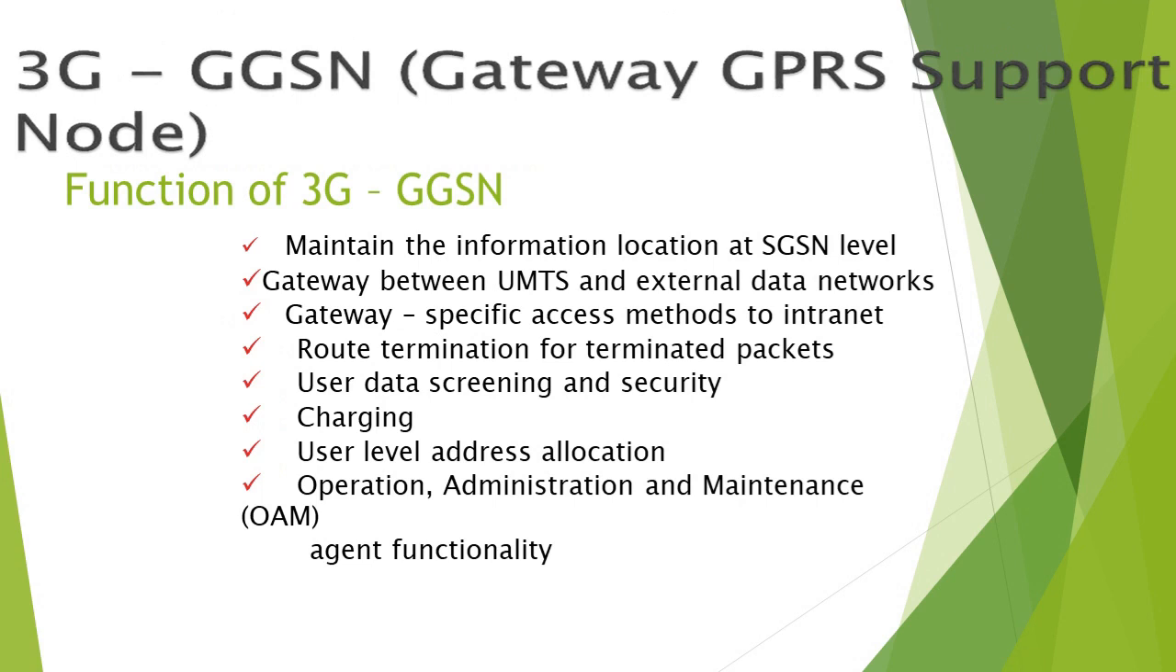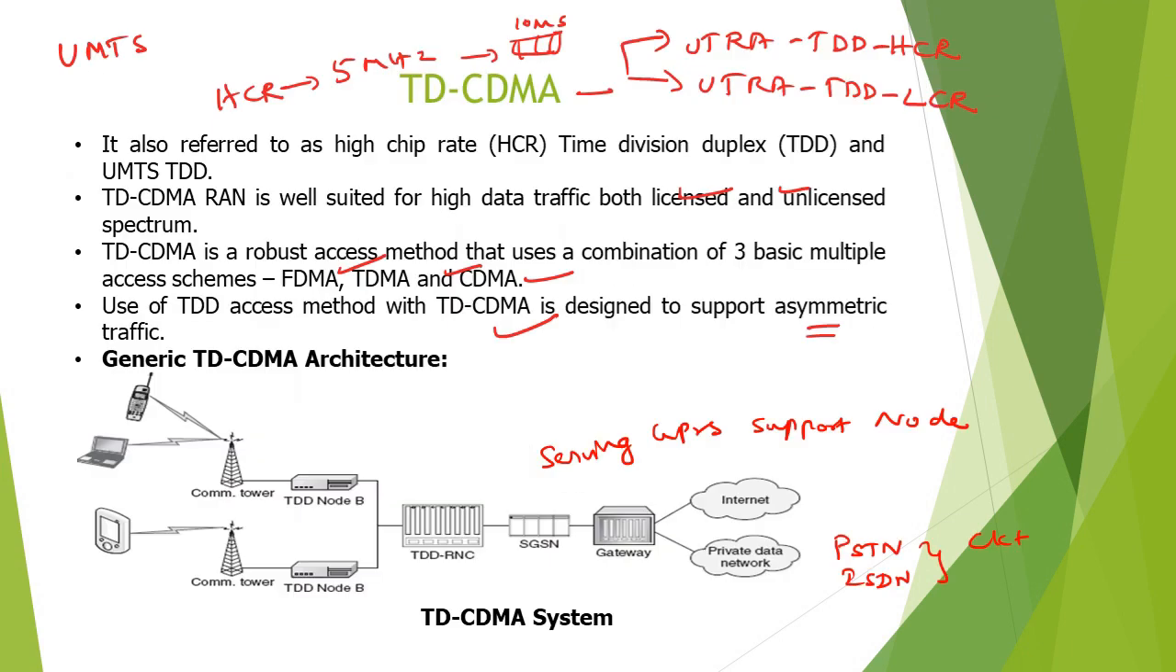Next is GGSN. The GGSN is useful to maintain the location information at SGSN level, and to provide a gateway between UMTS and external data networks, and to provide route termination for terminated packets, charging, screening and security, and the same OAM, which is operation, administration and maintenance. Next comes the technology along with TD-CDMA. We will see this in the next video.